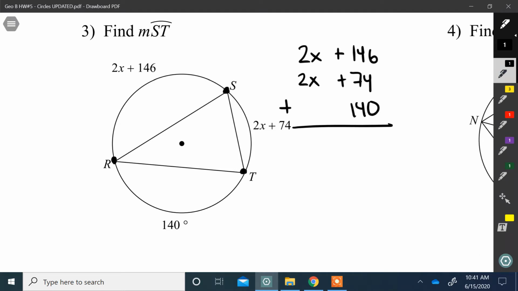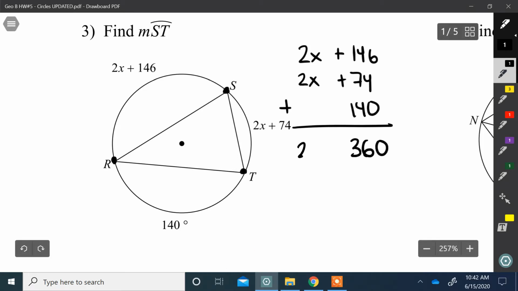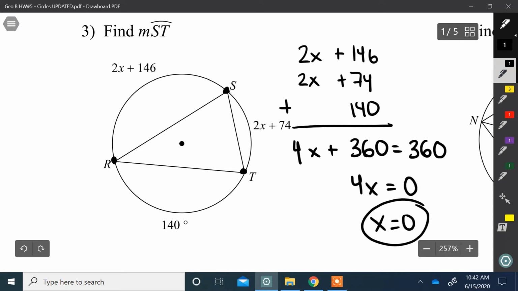So 146 plus 74 plus 140. Oh, that actually equals 360. And then 2x plus 2x is 4x. And all of that, remember guys, is going to add up to 360. When I subtract 360 on both sides, I get that x is equal to 0. Okay? But remember guys, that is not the answer.